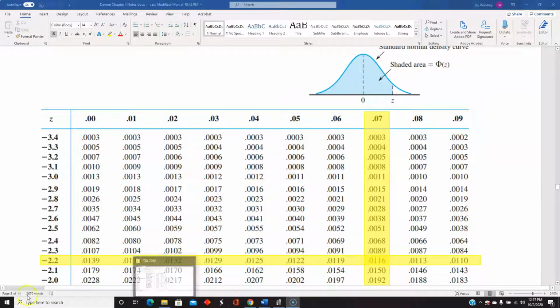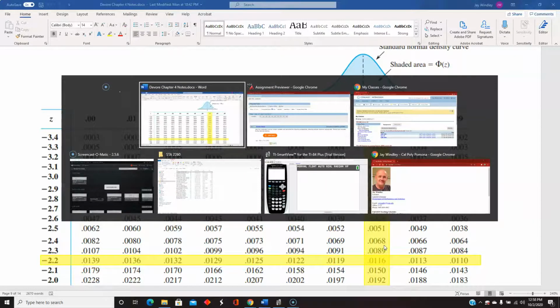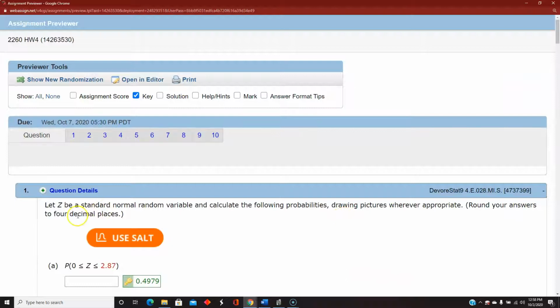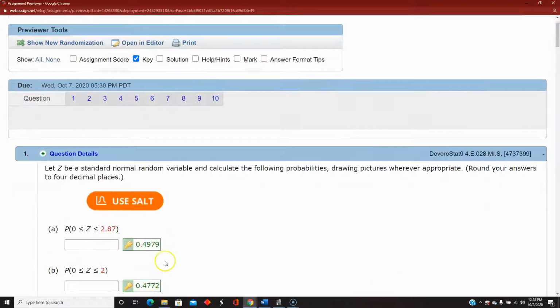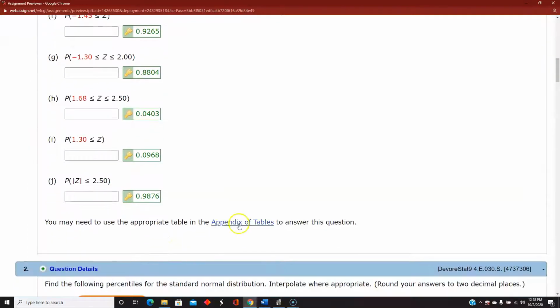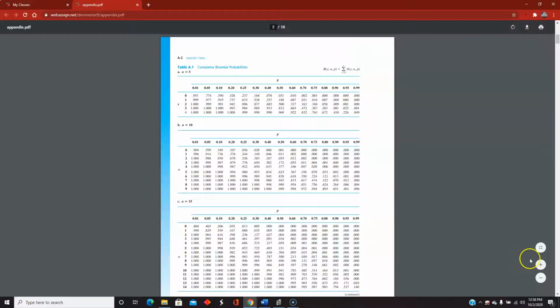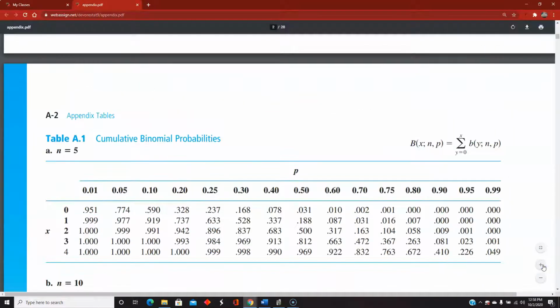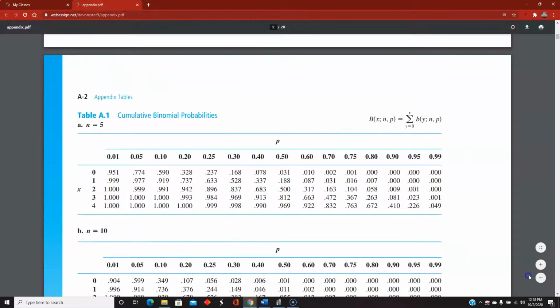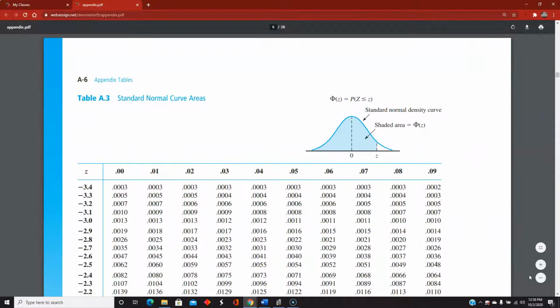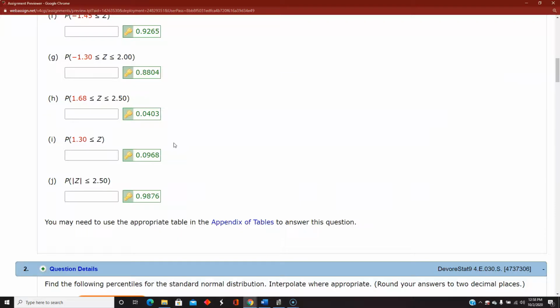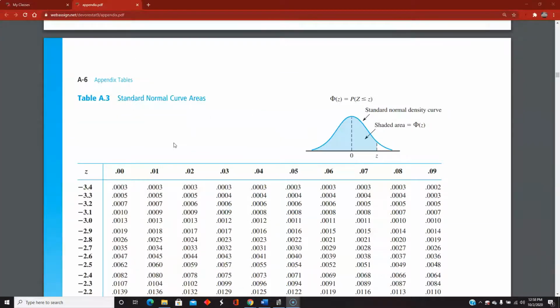So before I get too much into this table, let me just show you there's a couple different places you can find this table. Number one, if you're working on the homework, any problem that's about the normal distribution is going to have a link somewhere for the appendix of tables. And if I zoom in a little bit here, first is binomial, then is Poisson, and then we have the standard normal distribution. So that's the same table that I'm showing here in the notes.